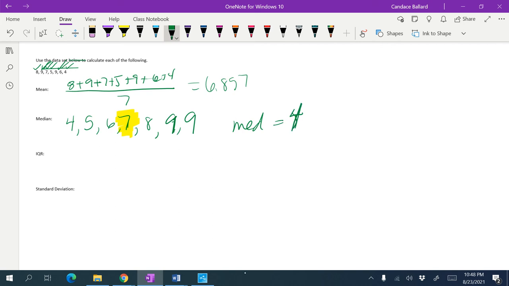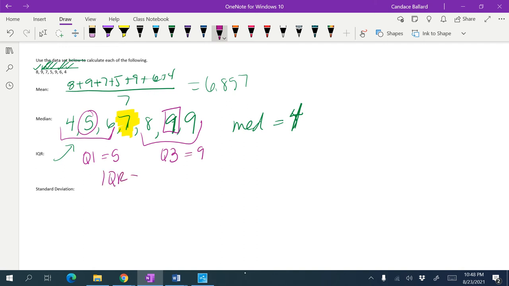Now, if there are 2 numbers that are in the middle, you add them up and divide by 2. To do the interquartile range, I actually use my median. What I'm going to look for is the median number in the bottom quartile, or quartile 1, which is 5. So quartile 1 equals 5. And then in this quartile here, my middle number, so quartile 3, is 9. And then to get the IQR, we're just going to simply subtract those numbers. So 9 minus 5 would be 4.